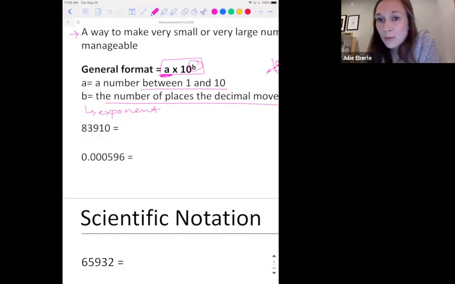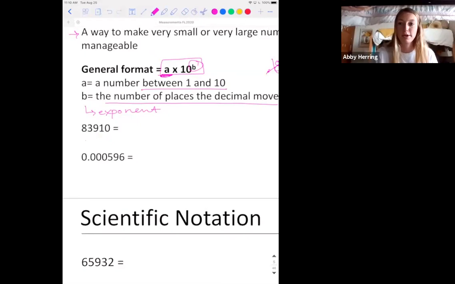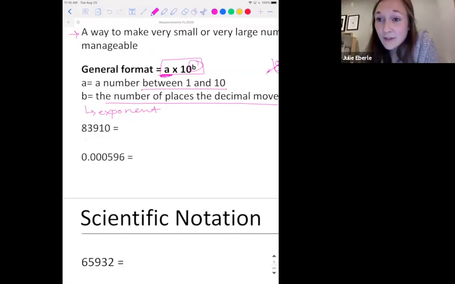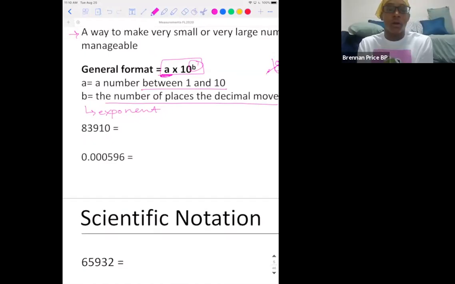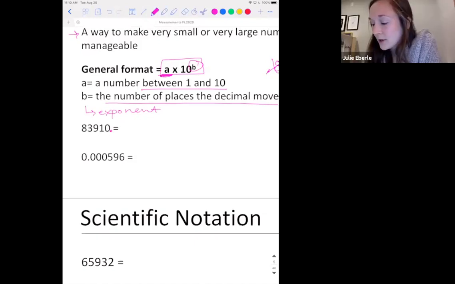Right now, if I were to put a decimal in on this number, where would I put the decimal? Just as a standard number. In between 8 and 3. Well, that's as a scientific notation number, but as a standard number. You're right, Abby, that when we convert it, it will be between the 8 and the 3. But right now, just as a standard number, it's 83,910. What was that, Brennan? After the 0. So here's the decimal right here.